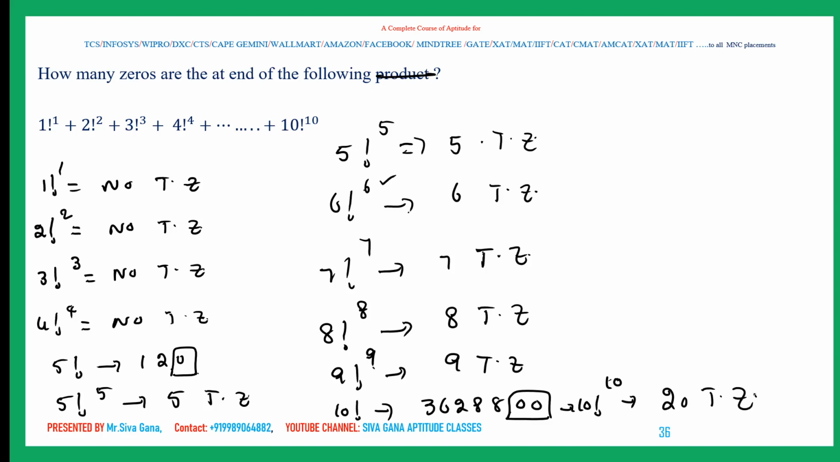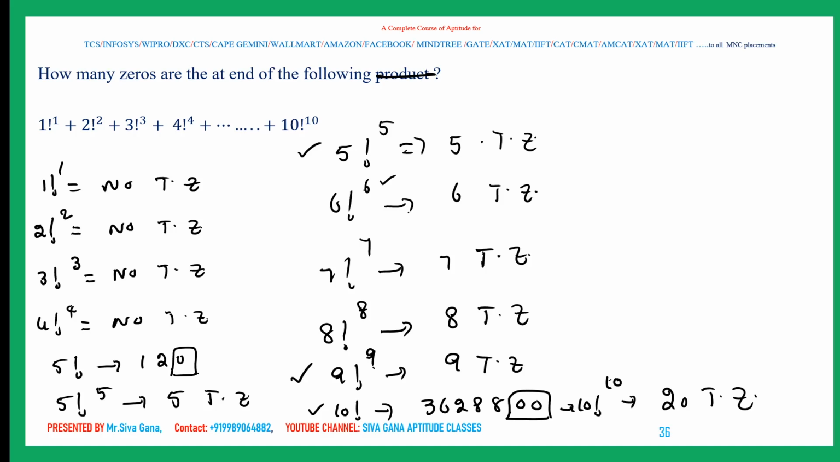Right? Once the 10 factorial starts, there is an extra 5 multiplication. 10 is nothing but 5 into 2. One more jump: from 5 factorial to 9 factorial, only one 5 multiple. From 10 factorial onwards, two 5 multiples. That is the reason why 2 trailing zeros.